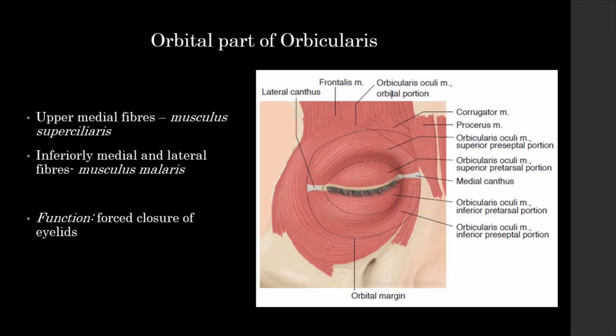The upper medial fibers are also called the musculus superciliaris, and the inferior medial and lateral fibers are also known as the musculus malaris. What is another name for musculus superciliaris? What is another name for musculus malaris? Okay, fine, continue. The function is forced closure of the eyelids.